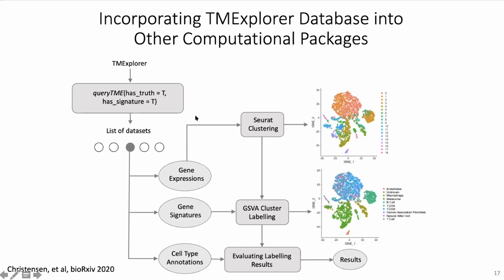Gene expressions, for instance, can be used in combination with Seurat clustering to identify different clusters in the data. And if you look at the outcome of the clustering and combine that with the gene signature, using some cluster labeling method, you can annotate your cells and identify the labels of cell clusters. In other words, you can get the cell type labels. Also, if you are interested in comparing the cell type labeling approach with whatever cell type annotation the original paper reported, you can use it to evaluate your results.